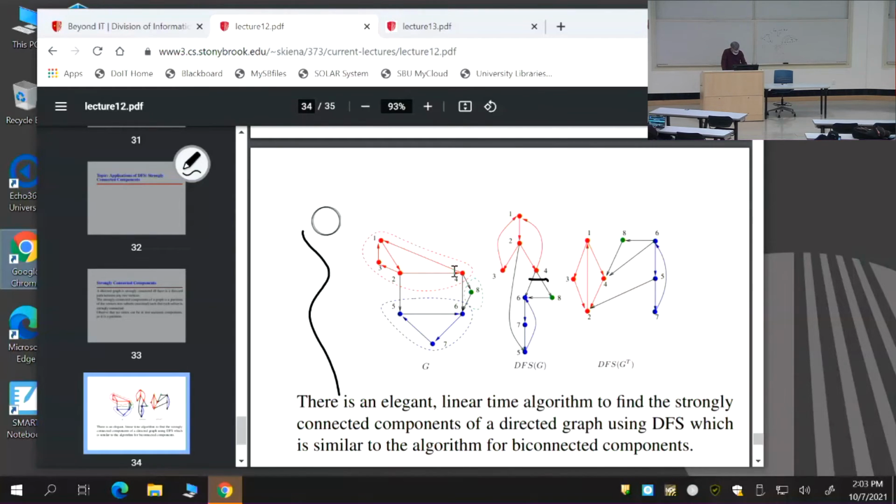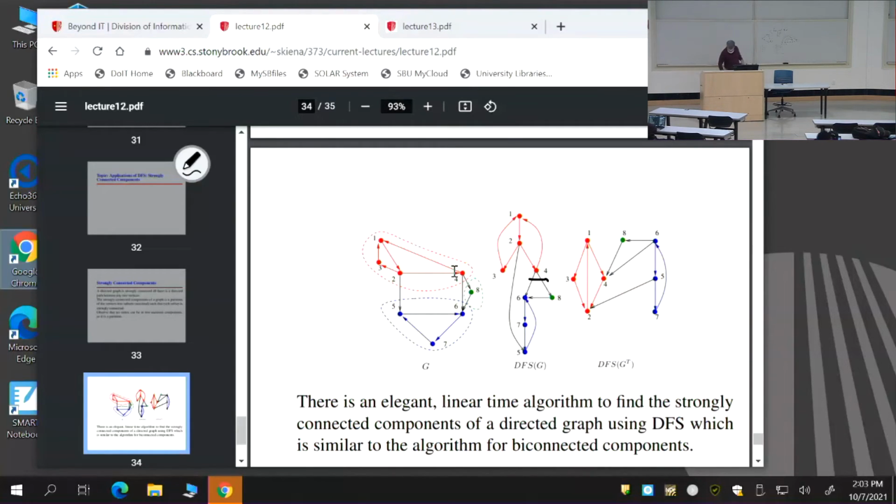Bottom line, you should know what strongly connected components are, see that it's a natural thing to want to do on a directed graph, and recognize it if you need to. Any questions?